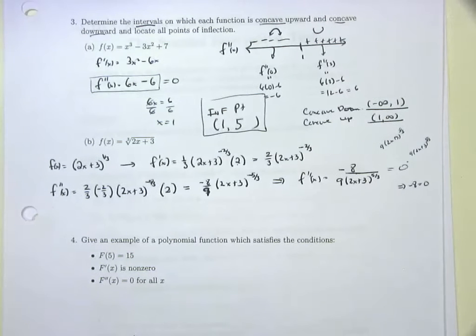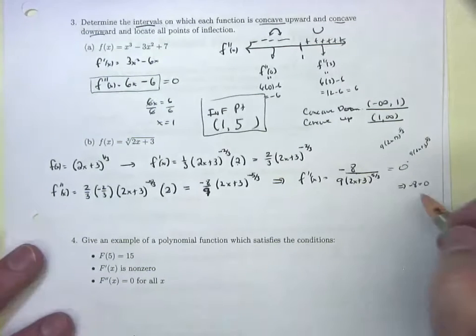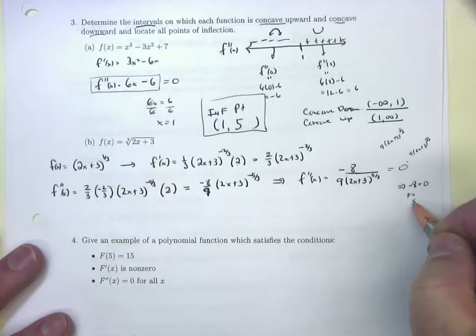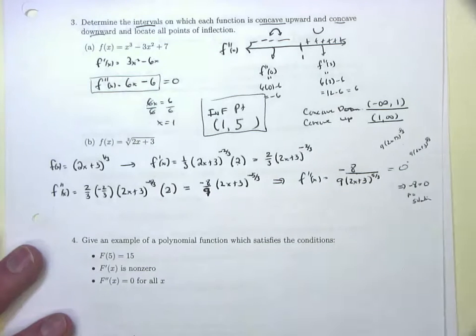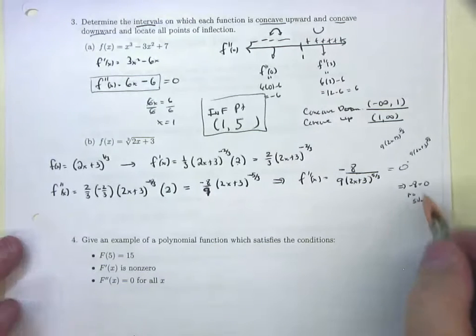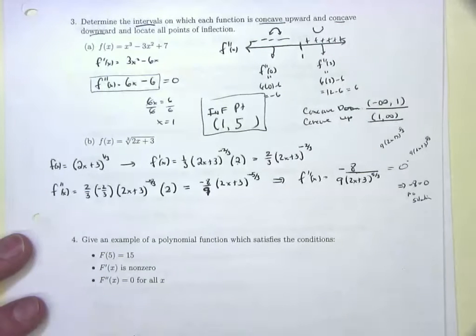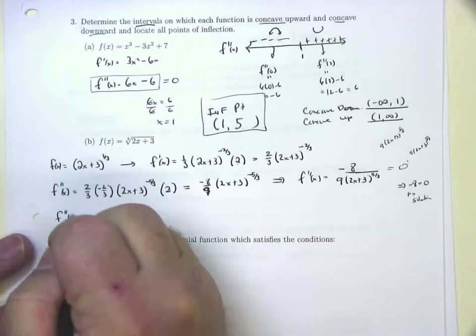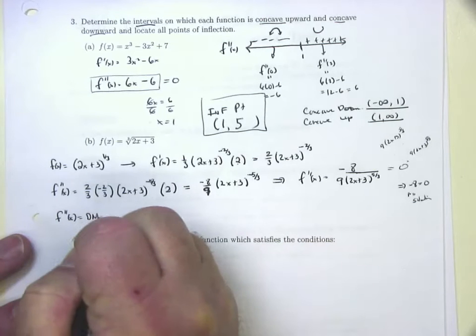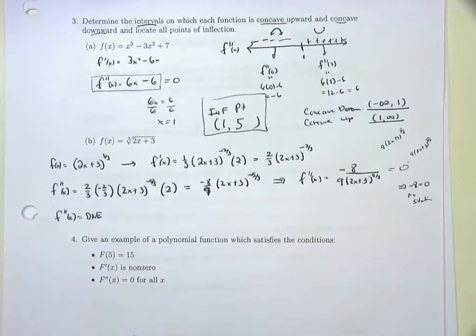But does negative 8 equal 0? No. So there's no solution here. But we're not done. Because it's a fraction, so there is no solution when I try to take my second derivative equal to 0. But this is a fraction. I do have to worry about where the second derivative does not exist at. Where does the second derivative not exist at? It's when that denominator is equal to 0.